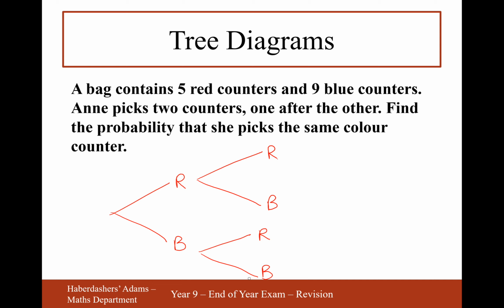So I'll only bother putting numbers on these branches. The probability of picking a red, first of all, would be 5, because there are 5 red, out of a total amount of counters of 14.